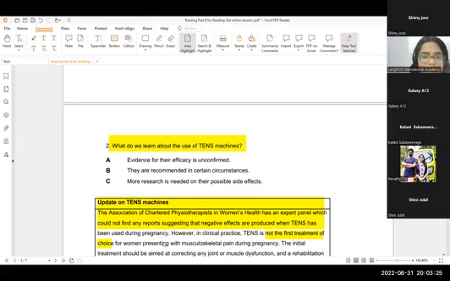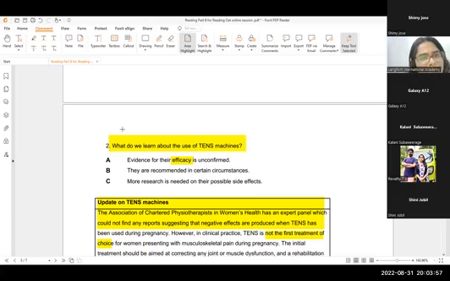So, Revati, can you unmute yourself for me and read the options one by one? This is a complete question. We've already looked at the question. What do we learn about the use of TENS machines? Yes, Revati, one by one. Evidence for their efficacy is unconfirmed. So, nurses, what do you mean by efficacy? Efficacy. How effective something is. Okay, so evidence of how effective they are is unconfirmed.